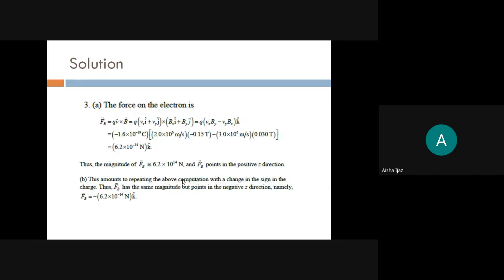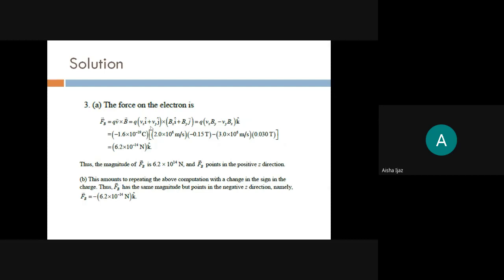So students, here F equals qV cross B. This is a simple multiplication which is done by i cross i, j cross j, i cross j and j cross i. Otherwise you can just open the determinant as I told you. So qV cross B: q is written as it is, minus 1.6×10^-19, as shown in this slide.